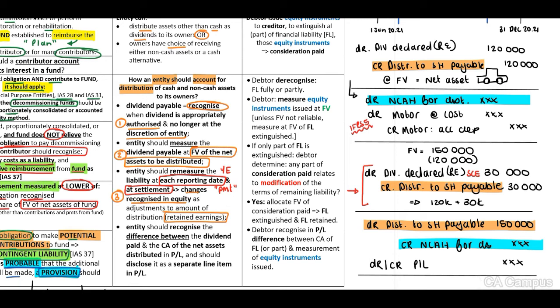And rule number 4 in our column, the entity should recognize the difference between the dividend paid and the carrying amount of the net assets distributed in profit or loss, and disclose this as a separate line item in our profit or loss. Again, look at the right side. We have performed this. If there is a gain or loss, recognize this in profit or loss.